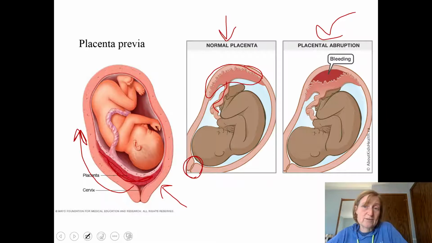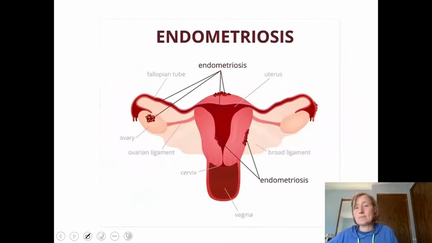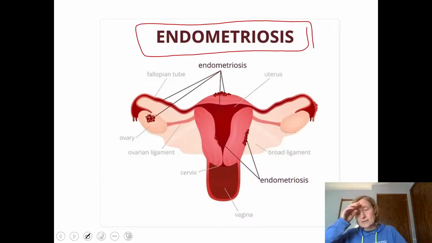Placental abruption. If the placenta totally separates from the uterine wall, then baby has no means of survival. Baby can't get oxygen, can't get nutrients, and can die, and that's really horrible. Sometimes the placental abruption is partial in nature, and then typically this is an emergency situation.